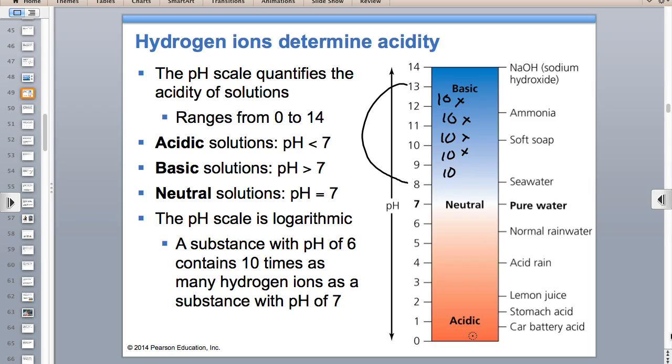Follow my logic there? And so if I go the other way, if I go from a pH of 5 to 7, that's going to be 100 times more basic. If you go this way, it becomes more basic.